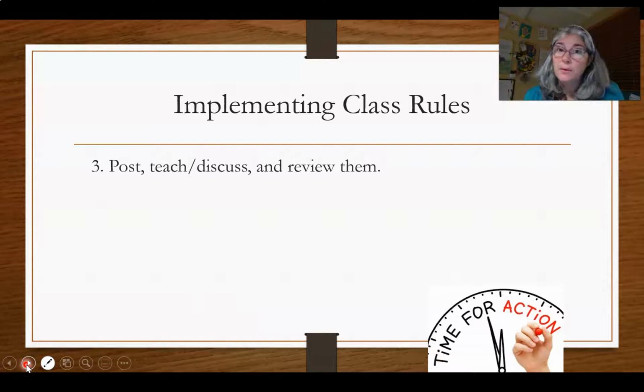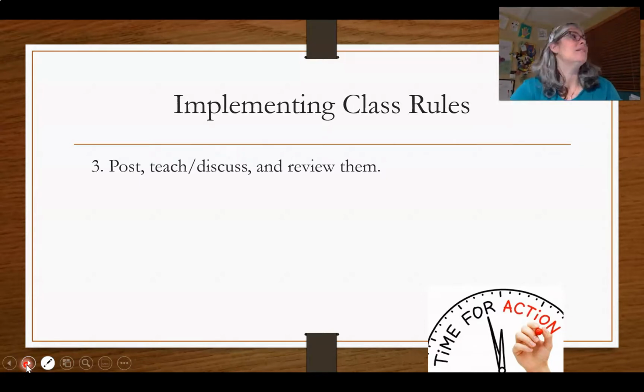All right, so we were talking about implementing class rules. So I said set them early, get input. Number 3 is post them, teach them, discuss them, review them. It should not be something that you just simply mention on day 1 and that's it. Don't assume that they are going to remember them. Make a poster of them, put it at the front of your classroom, and then every day at least once they're all probably going to look at it and read it. You can then also refer to that poster when you need to.